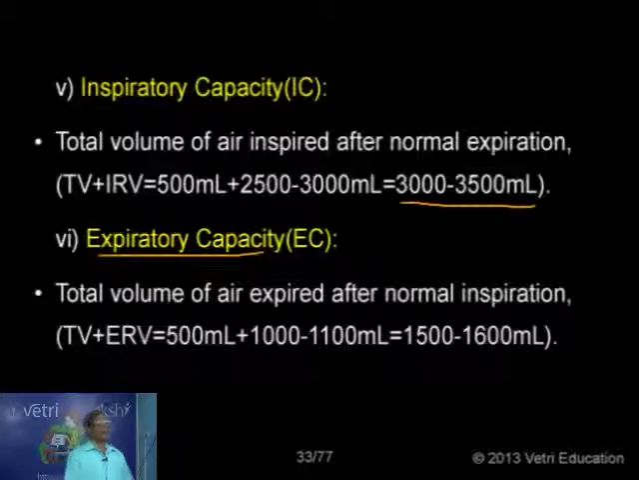Here you calculate by changing one value. In place of inspiratory reserve volume, we take expiratory reserve volume. So tidal volume plus expiratory reserve volume together form the expiratory capacity. It is 500 plus 1000 to 1100, so in total we have 1500 to 1600. That is the expiratory capacity. The volumes I mentioned earlier and these capacities, IC, EC, and so on, are what we have.